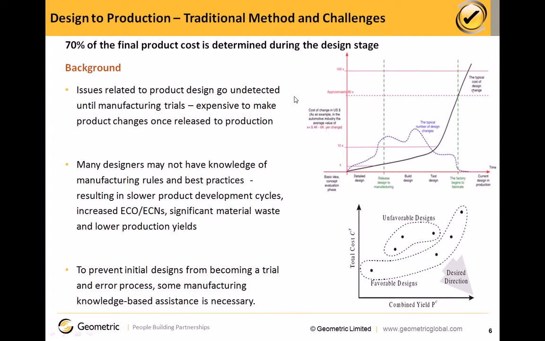Traditionally, the design to production cycle has exhibited the kind of graphs shown on the right. These graphs show the impact of a change in design as it moves downstream. For example, the later in the design to manufacturing cycle you originate a design change, it's going to cost you exponentially more. This typically happens because designers may not be aware of the manufacturing rules and best practices early in the product development cycle. This can lead to increased number of change requests, wastage of material, and lower production yields.